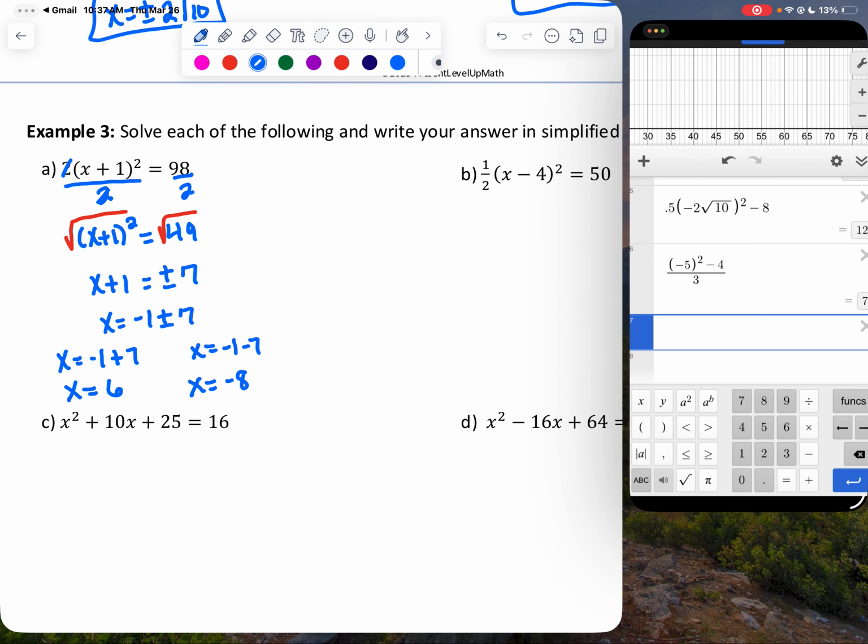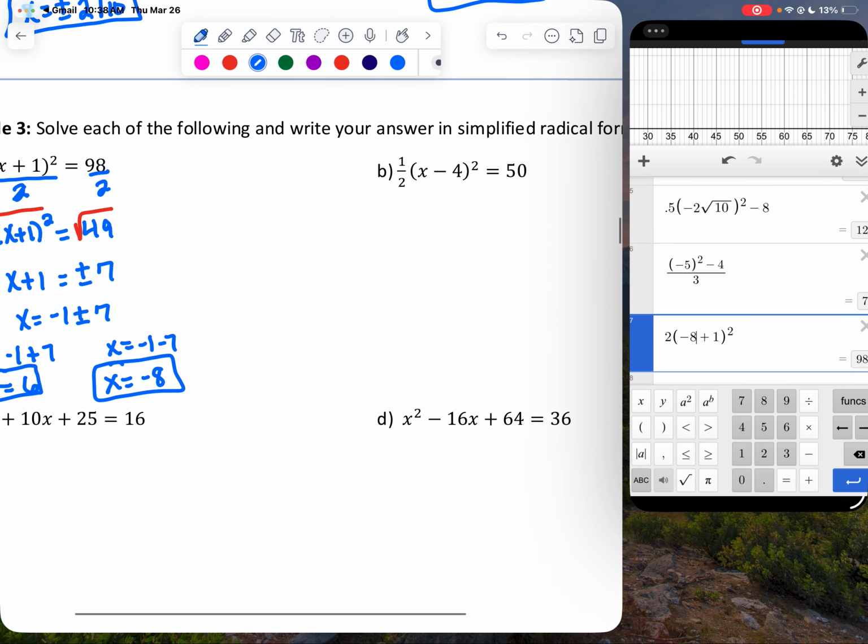Now, to check these, we're going to come back to our original problem. 2, parenthesis, try my first answer, which was 6. 6 plus 1, parenthesis, squared, and that equals 98. Now, change that 6 to a negative 8. And that also checks out. So both of these solutions were correct.